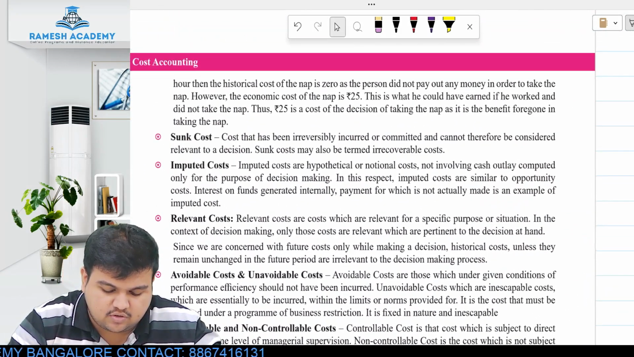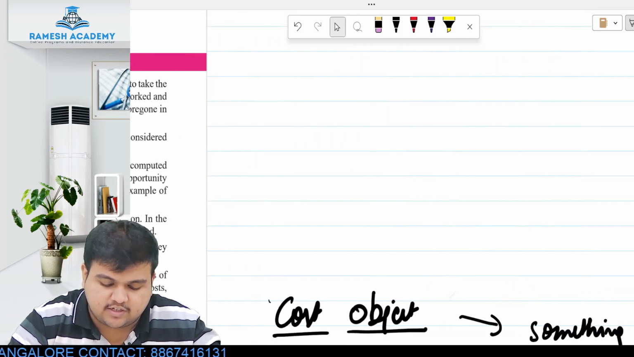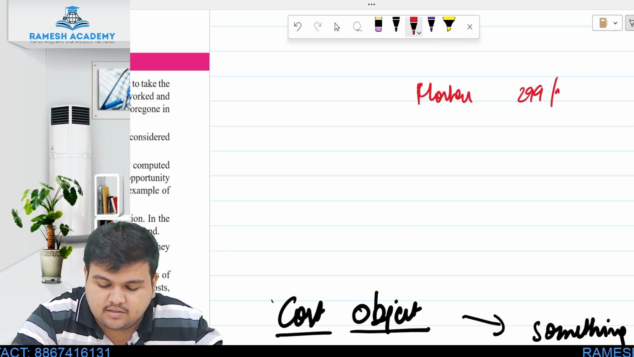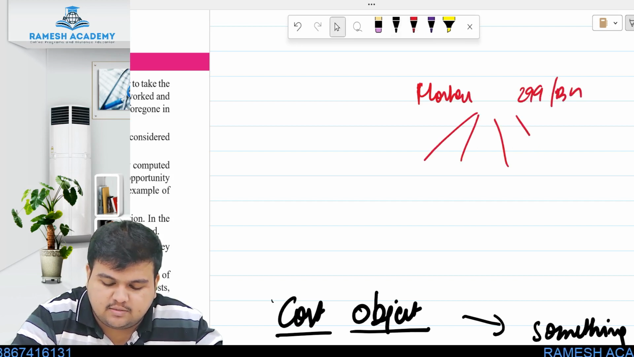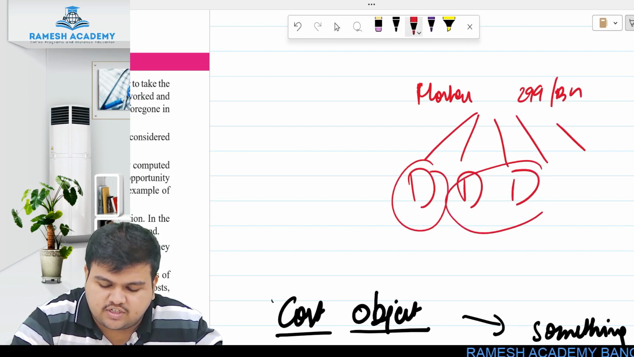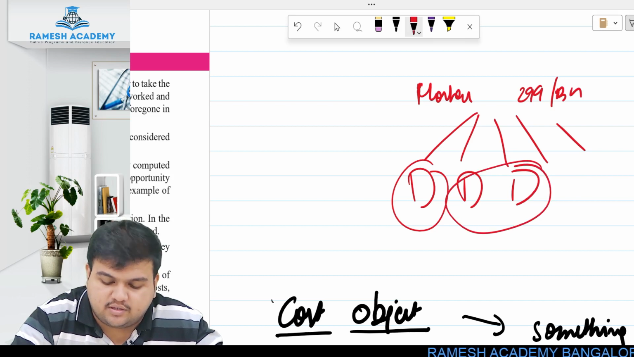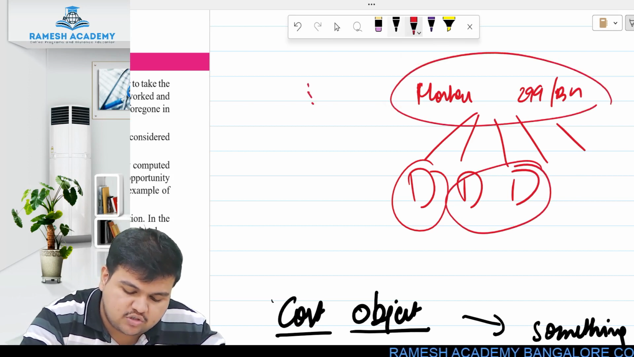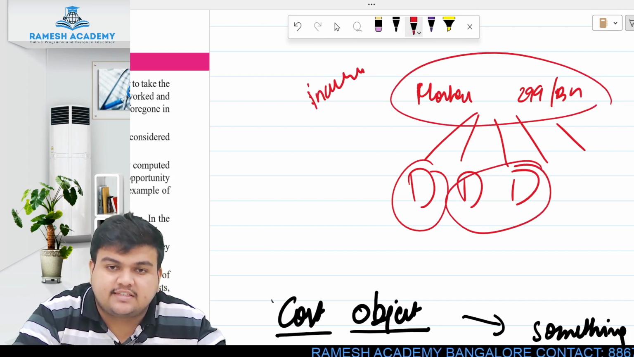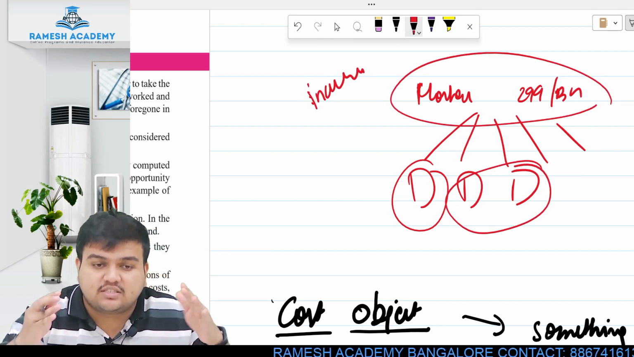The next one is sunk cost. Here is a very good example. Say you open a Hotstar account at 299 per month for 5 devices: mobile, telephone, TV. You use it for one device or for 3 devices, that is not very important. The cost is already incurred. It is irrelevant for making the decision. It is already sunk.